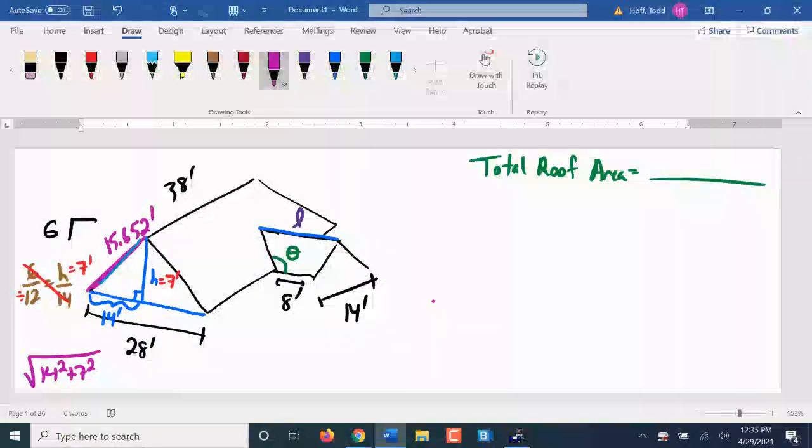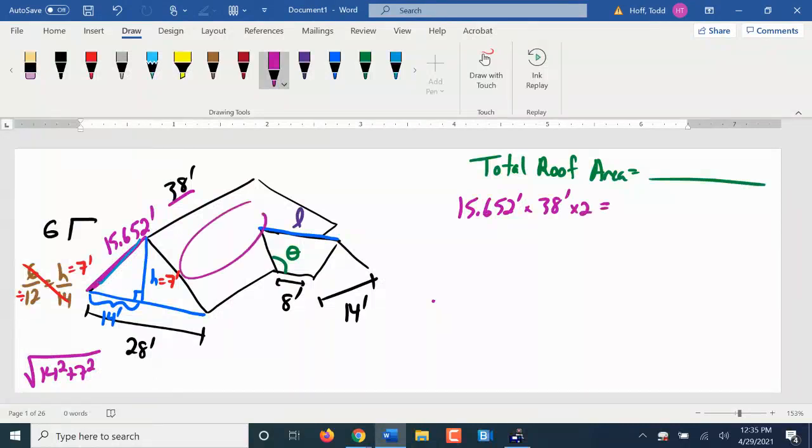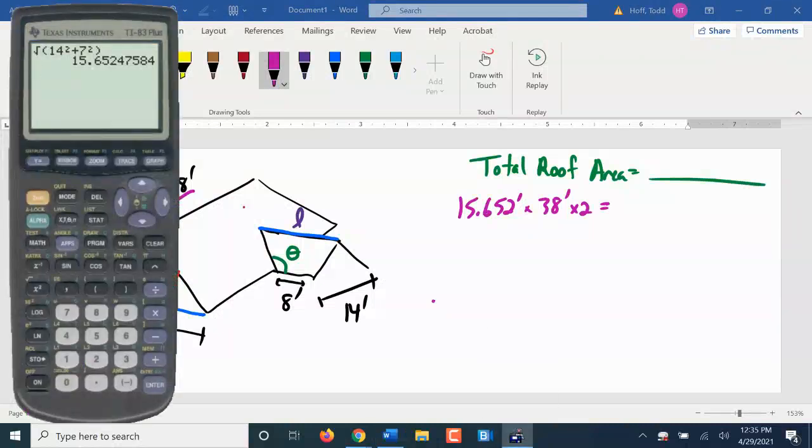Now I'm going to bring this back to the roof area for right now, because if I take that 15.652 feet times the 38 feet of length, that would give us that rectangle on the back side there. It would give us its area. And times 2, because there's a similar rectangle on the front side here that we're going to have to compensate by cutting out that triangle covered by the dormer.